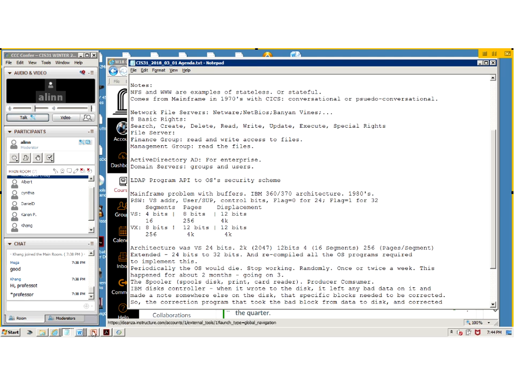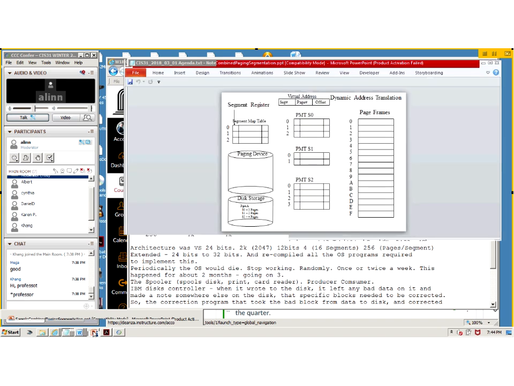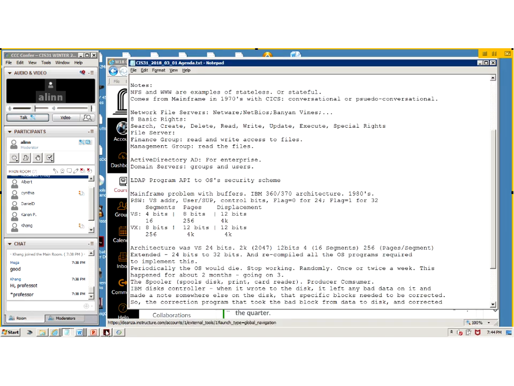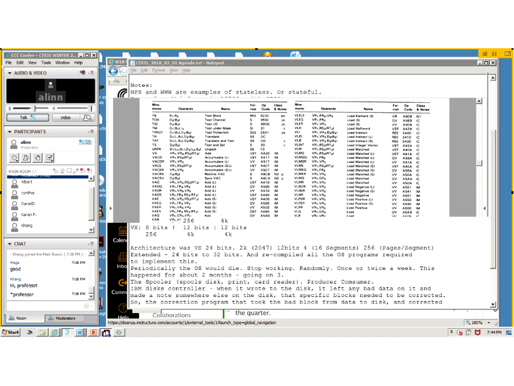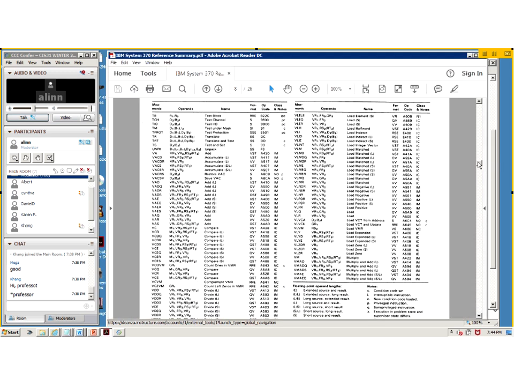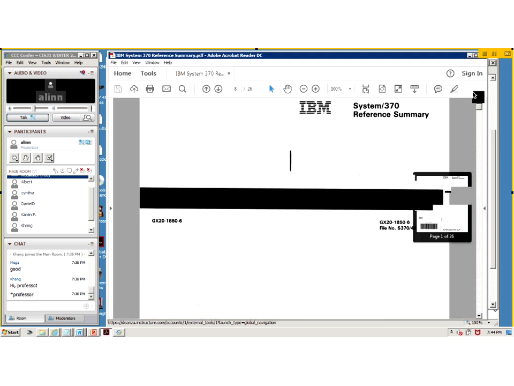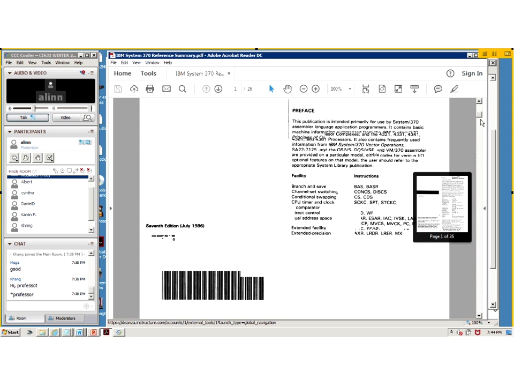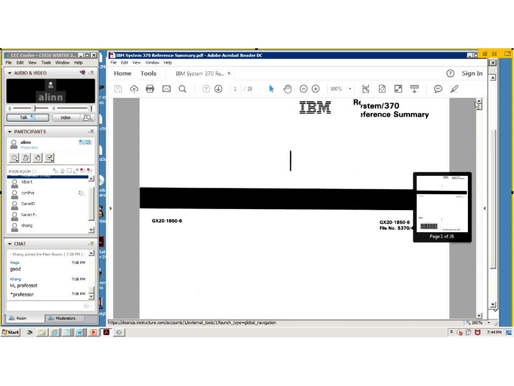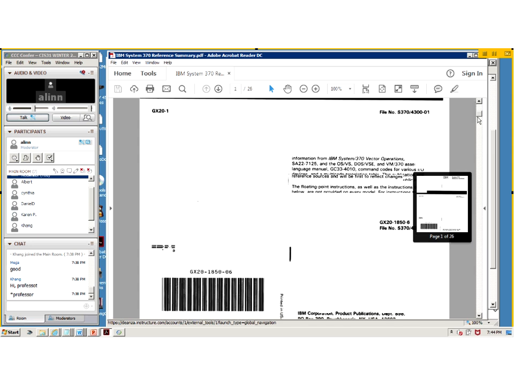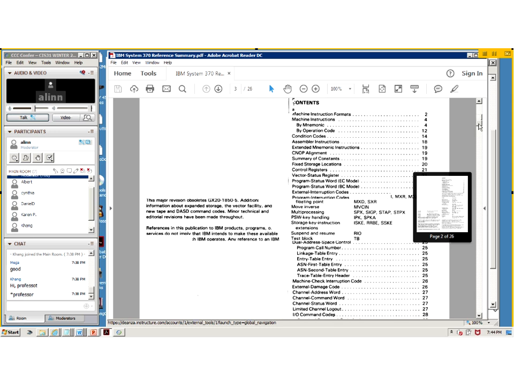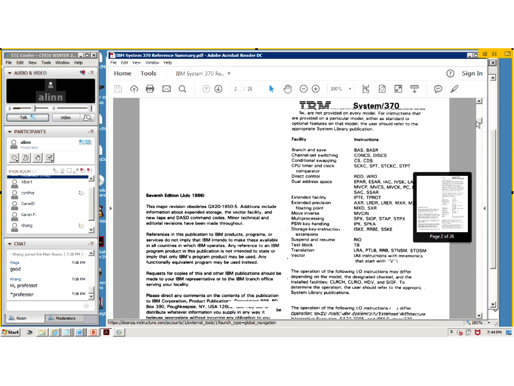And I posted this on Canvas. This is the IBM 370 reference card. I love these reference cards. I have several of these. This I happened to pull off the internet. Somebody copied it. But it kind of explains all of that.